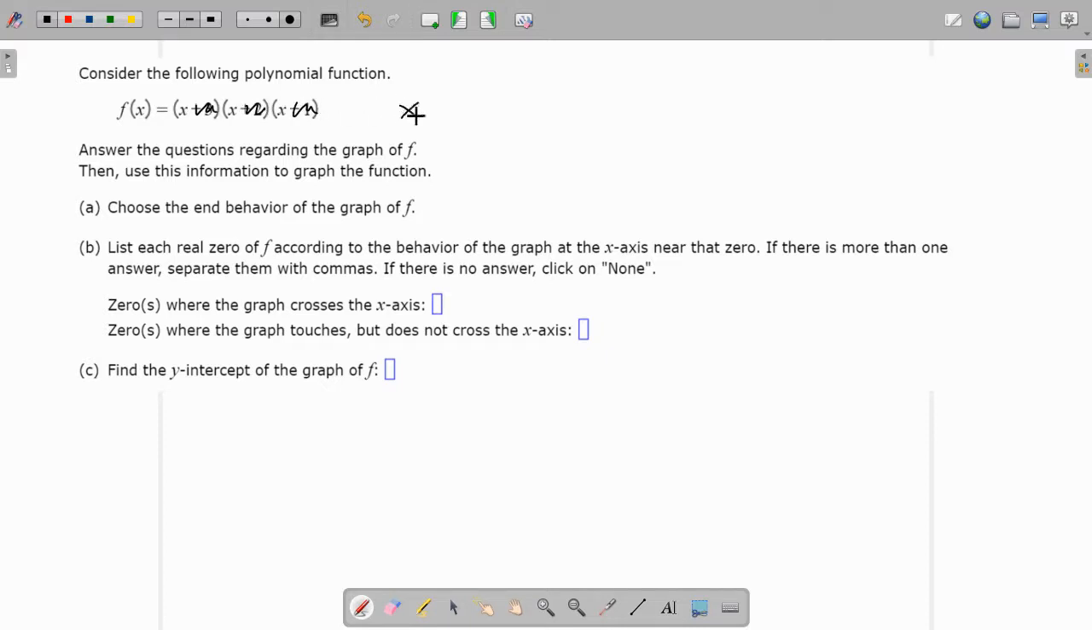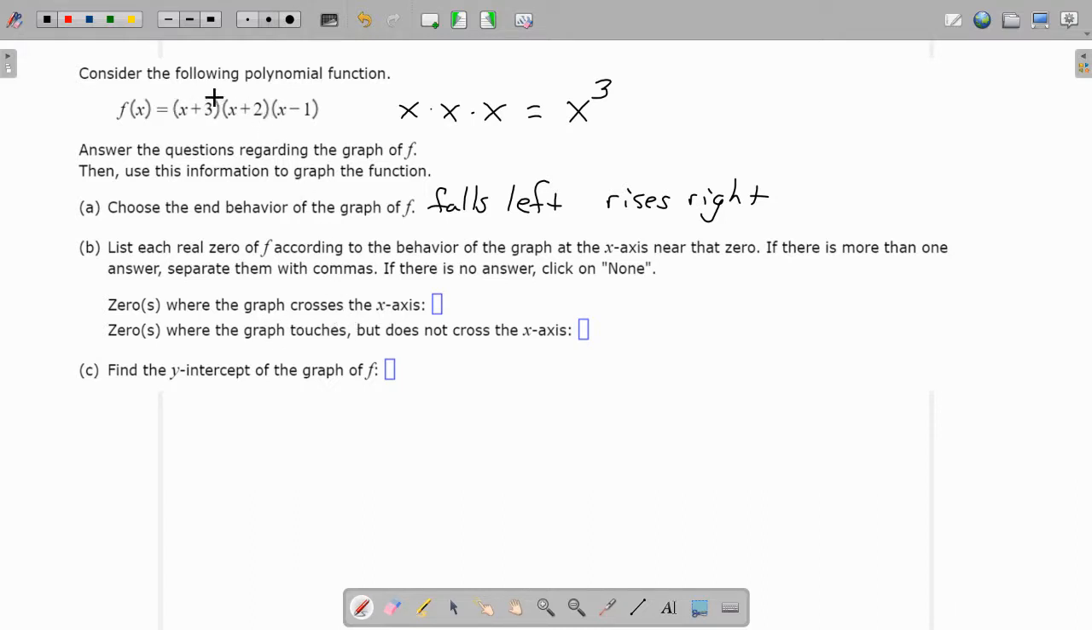So we have x times x times x, which is x cubed. So it's positive and to the third, so it falls to the left and it rises to the right. I'm thinking there's an option to click that. Okay. So we already did that before. Now we have the zeros.